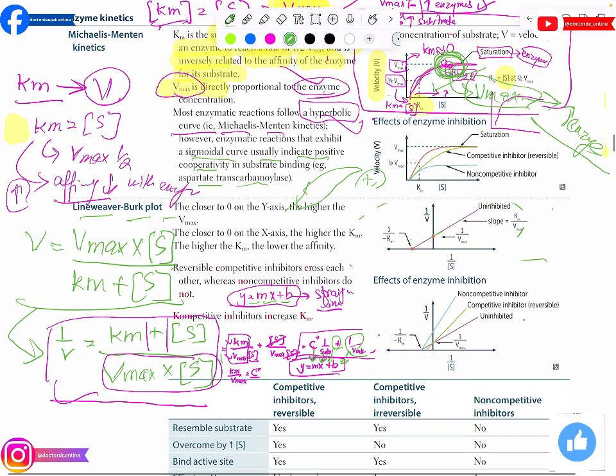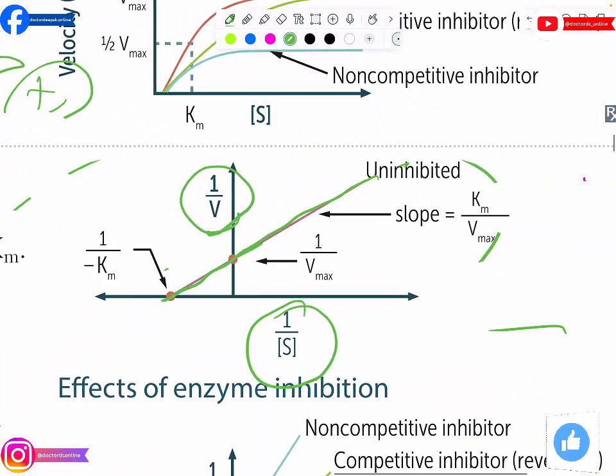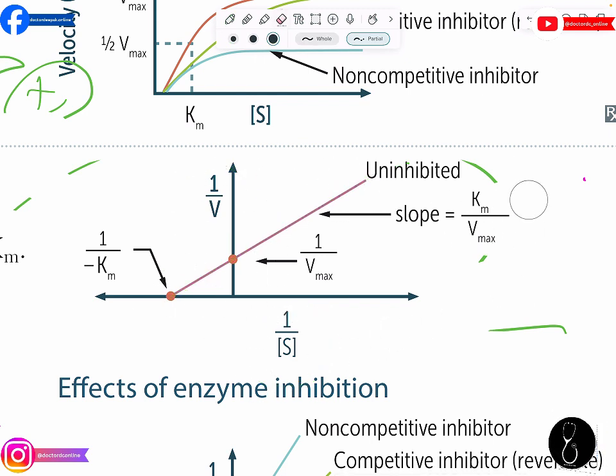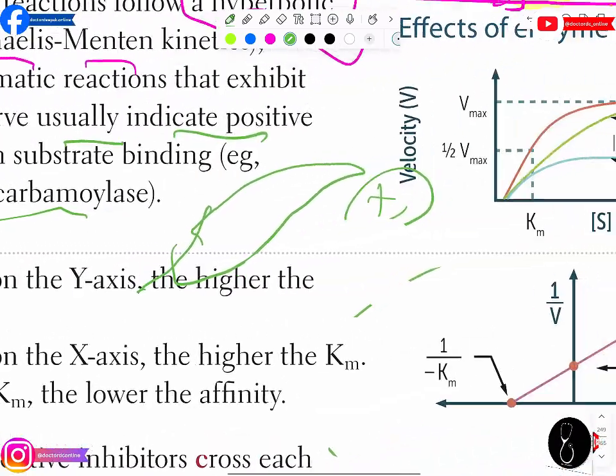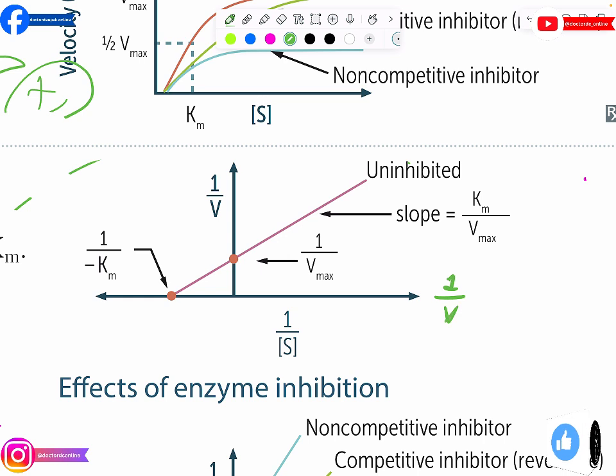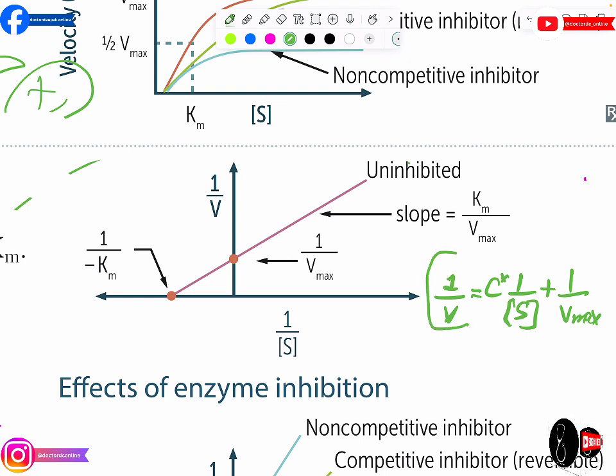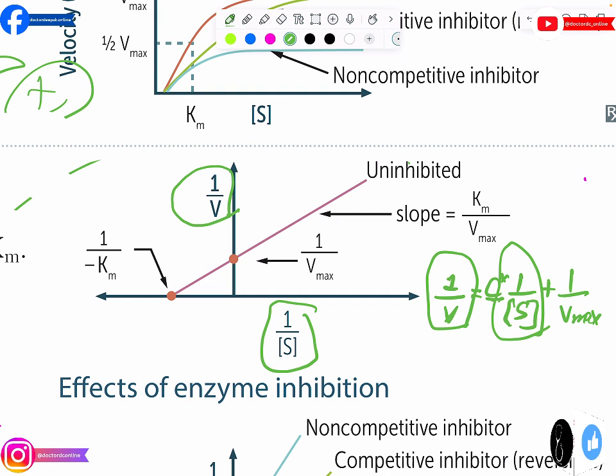Now we are going to explain this one. For example, this is a simple plot. In this plot, this is 1 over V, and this is 1 over S. If I write my equation again, it will be more clear to you guys. Our main focus is this graph. The equation given by the Lineweaver-Burk plot is 1 over V equals Km over Vmax times 1 over substrate, plus 1 over Vmax. According to this, 1 over V is this, the constant is this, and 1 over substrate is plotted on the x-axis, and 1 over Vmax is this.